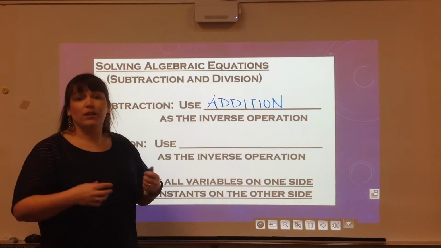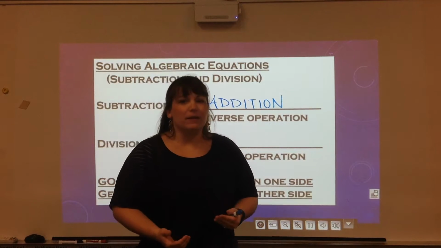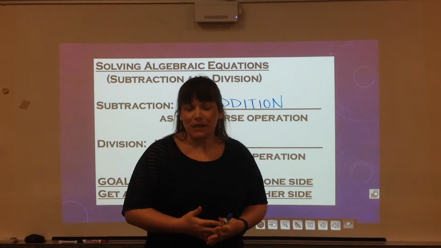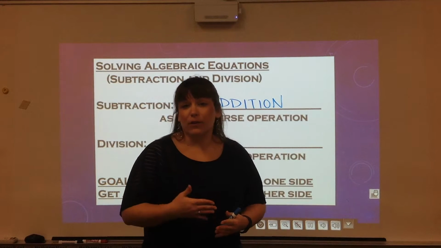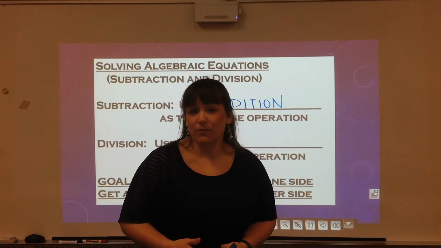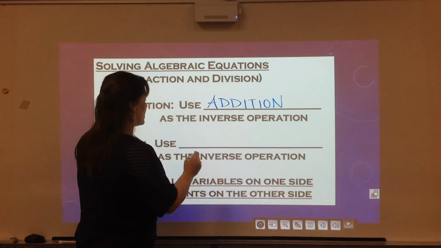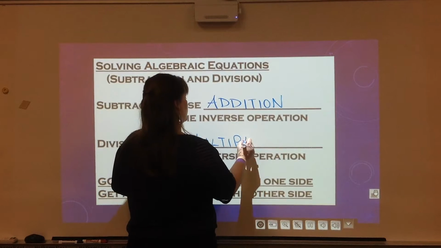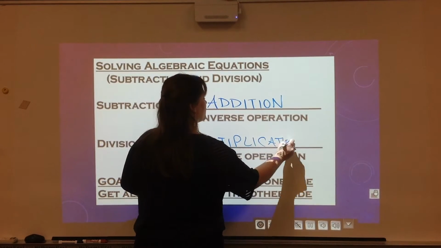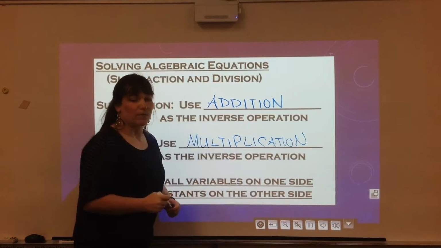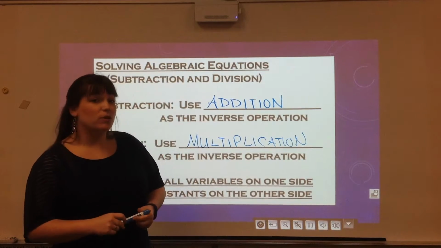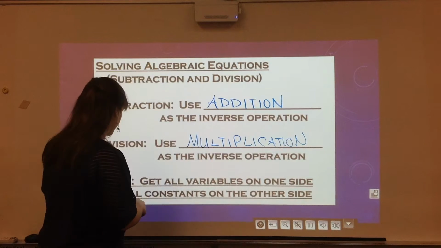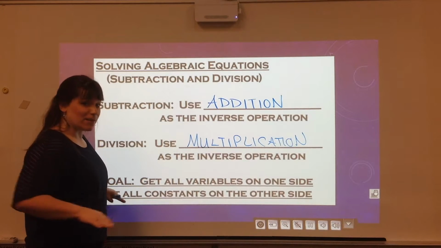For division, you might already be figuring this out. We're going to need to get rid of whatever is being divided in the equation. To do that, we're going to use the opposite operation, which is multiplication. That is the inverse operation. Go ahead and make a multiplication symbol that we're using in algebra, specifically that dot is what we're going to need to use. The goal again, same as before.